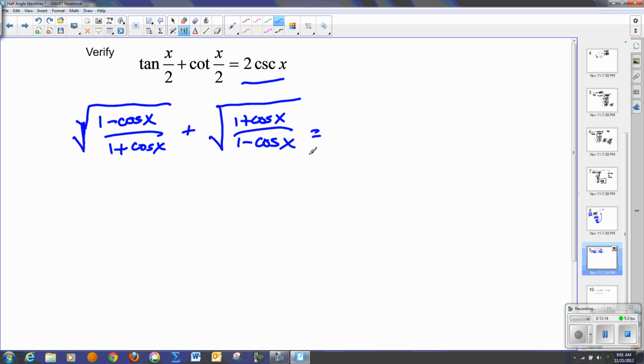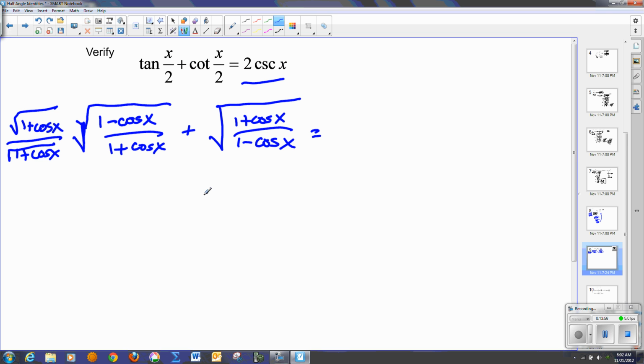Now, I need to get rid of these radicals because, like I said, I'm trying to get 2 over the sine of x. In order to get rid of the radicals, how am I going to do that? Like I said before, I could multiply things by themselves. I tell you what, I'm going to rationalize by the conjugate, I guess. I will multiply this guy by root 1 minus, or sorry, 1 plus cosine of x over 1 plus cosine of x.